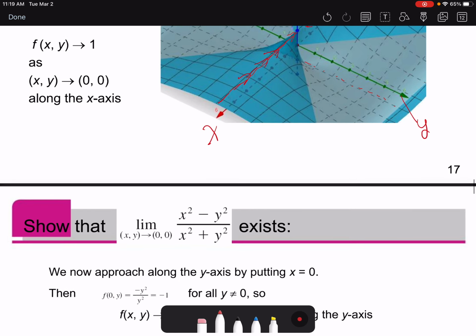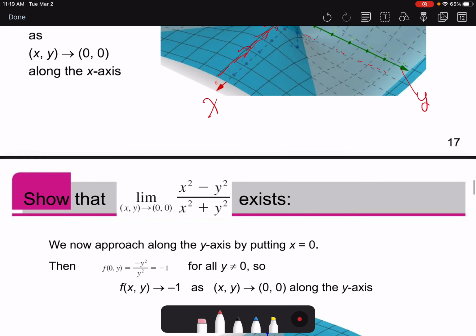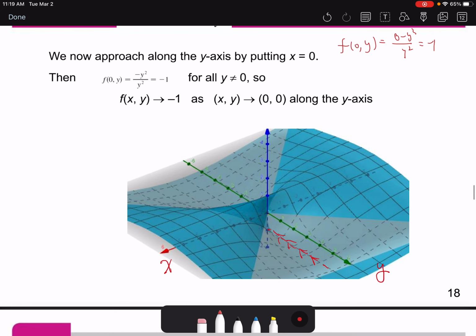If you look at the next one, if we approach along the y-axis by putting x equal to 0, and again we look at here, 0, y. Okay, we get 0 minus y squared over y squared, you get negative 1. It's a constant value, as you can see. Follow the red dotted line right here. That goes to negative 1.